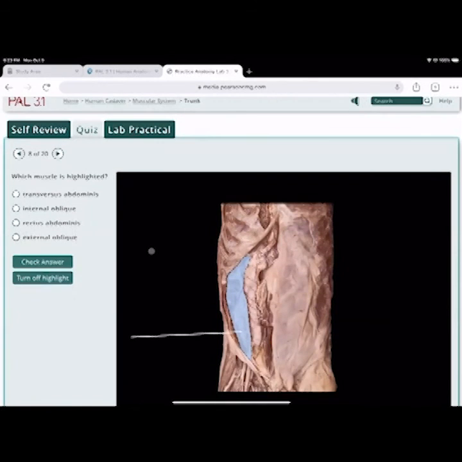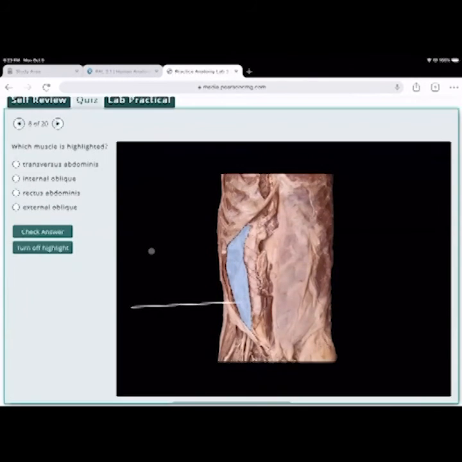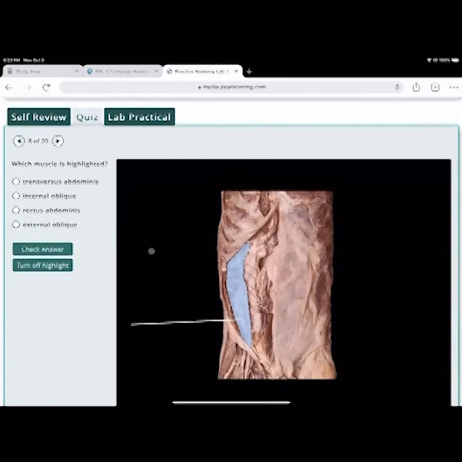And this is trying to figure out the view on this one. Oh, this is a straight anterior view. Okay, this is the linea alba right here. It's coming straight up. So you're looking straight at it. So it'd be internal oblique. Internal oblique. Transverse abdominis. So that's your transverse abdominis right here.